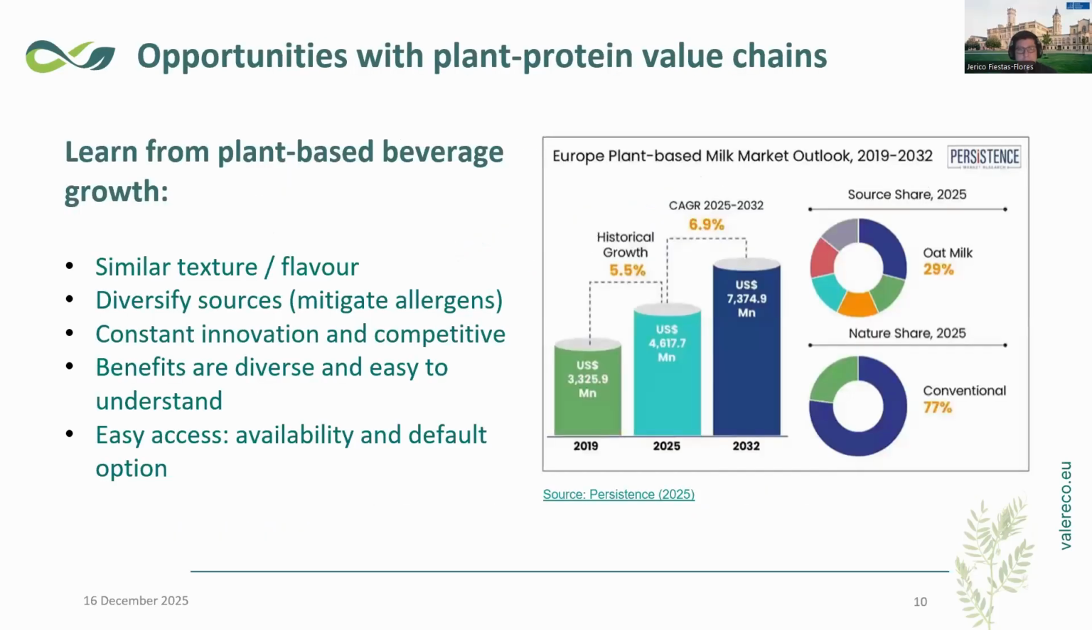And to finalize, an example that I think we can all learn from for the future of the plant-based value chain is the success of plant-based beverage growth. It's estimated by different platforms and market research companies that it is going to keep growing in the next years. And I think one of the key lessons is that they are getting to the point that consumers in blind testing cannot find the difference between normal cow milk, the milk that we are used to, and the plant-based alternatives.